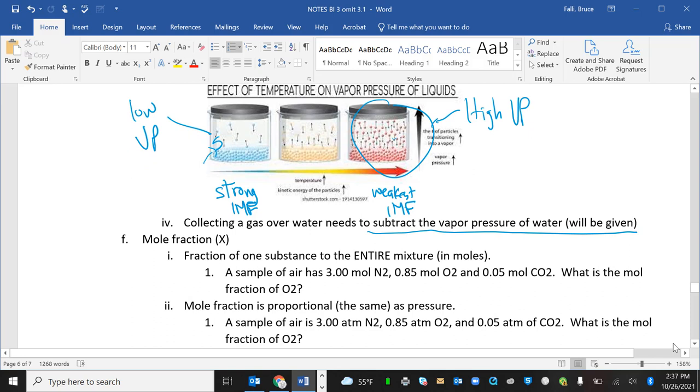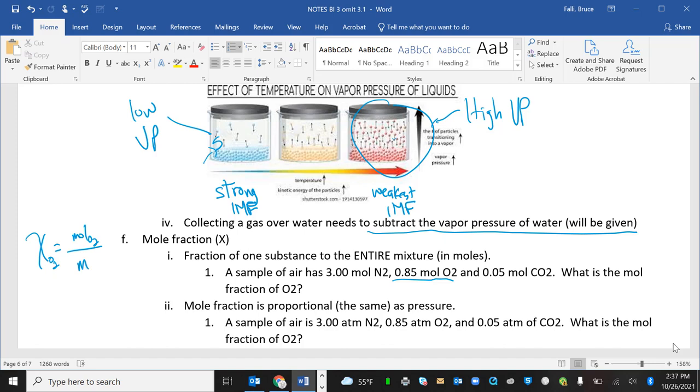All right, mole fraction. This is another one of those most missed ones that's really not bad at all. Okay, it's the fraction of one substance to the entire mixture in moles. A sample of air has 3 moles of N2, 0.85 moles of O2, and 0.05 moles of CO2. What is the mole fraction of O2? So what I'm going to do is take oxygen, right? So mole fraction of oxygen equals moles of oxygen over moles total. My moles of oxygen is 0.85. And the moles total is 3 plus 0.85 plus 0.05, which is 3.9.